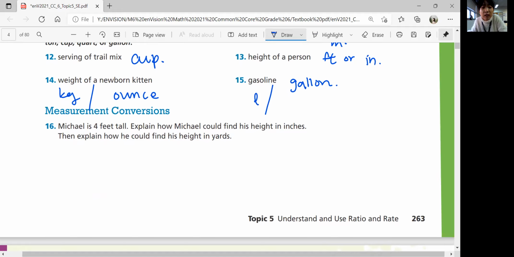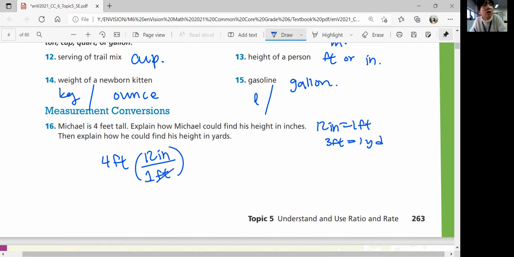Then explain how he could find his height in yards. So we know that 12 inches is equal to 1 foot and 3 feet is equal to 1 yard. So using the conversion unit, we'll convert 4 feet into inches by multiplying by the conversion factor. Because feet is where we're starting off from, you put the denominator as feet. 1 foot is equal to 12 inches. So that feet cancels out and you multiply 4 times 12 in order to get inches.